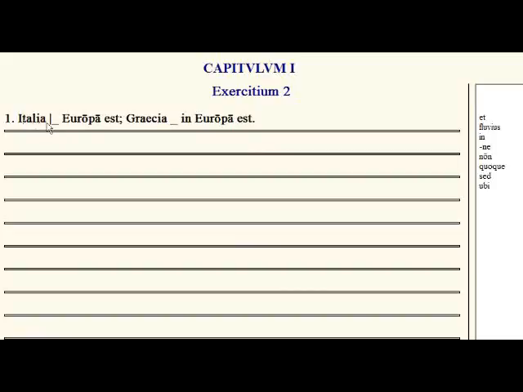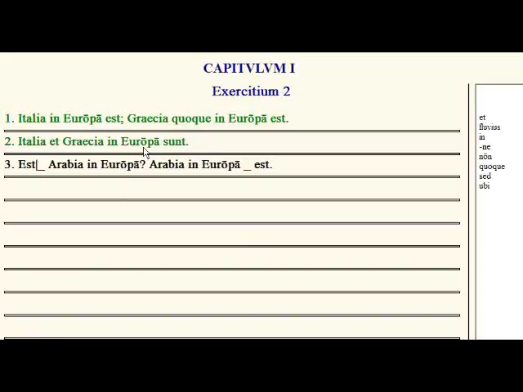So now when you see Italia in Europa est, which I just said the answer, Graecia blank in Europa est, Graecia quoque in Europa est, Italia blank Graecia in Europa sunt. What goes in that blank? Et. Est blank Arabia in Europa? Est ne. Okay, and now let's go on to exercise number 3.